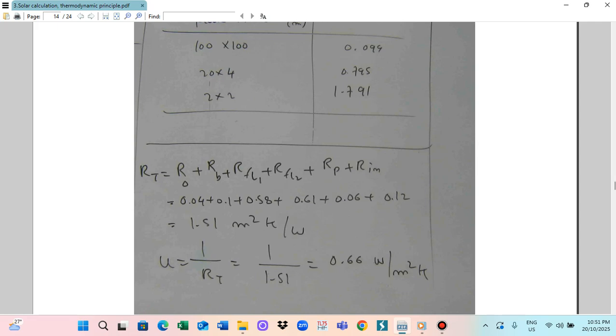Then we also have to calculate the inside air. Inside air is the reflective paint. For the lamination, there is a 20 millimeter surface and a 100 millimeter surface. For the 20 millimeter surface reflective paint, you have to take the value from the table.